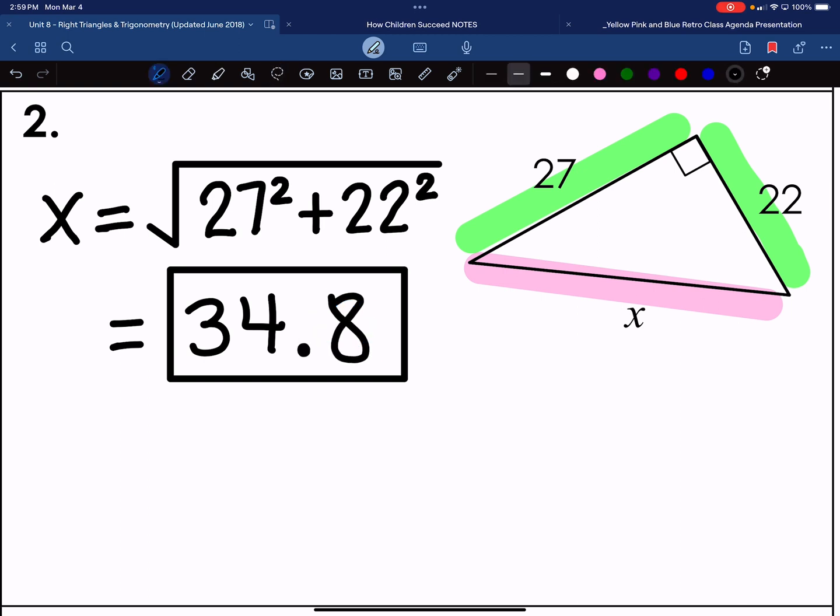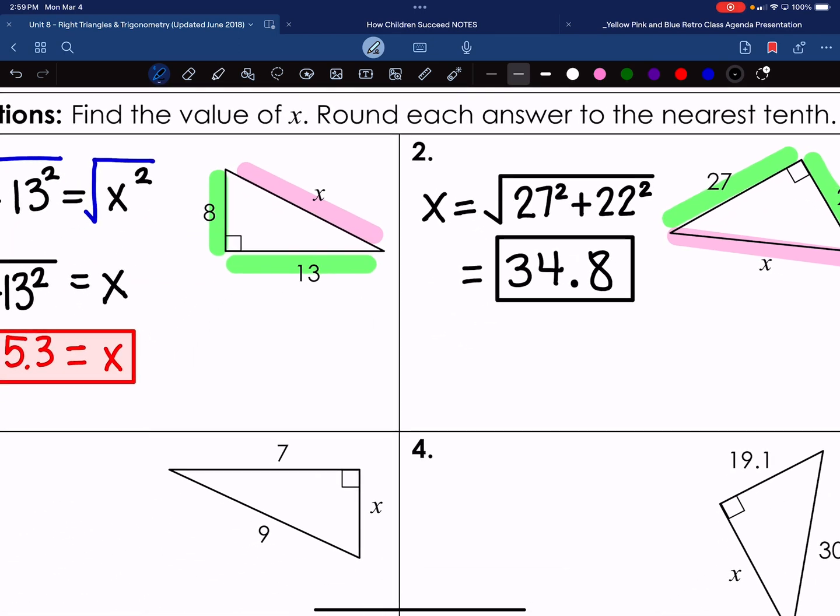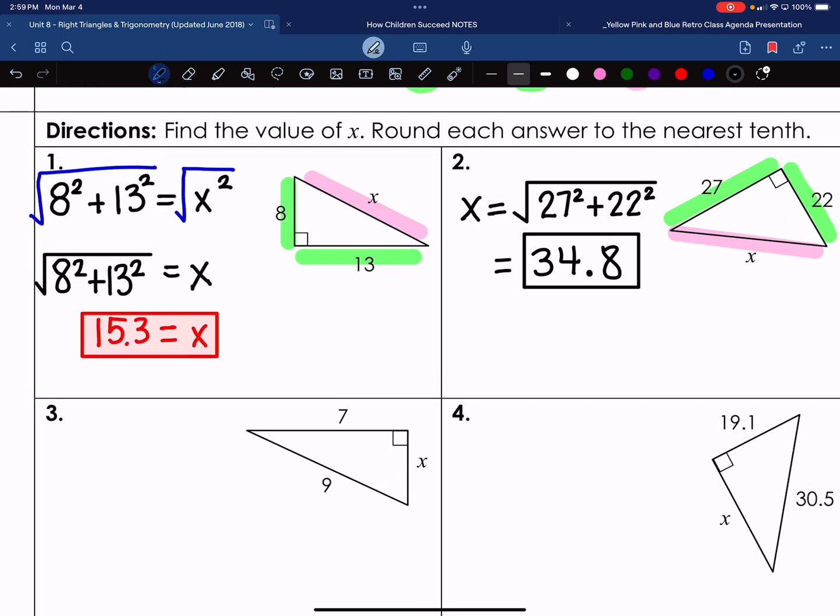Okay, so if you have the two legs, you're going to square them, add them, and then put them under the square root in the calculator. If you have the hypotenuse, it works out a little bit different. So let's take a look at number 3.